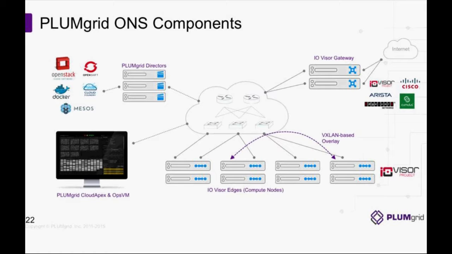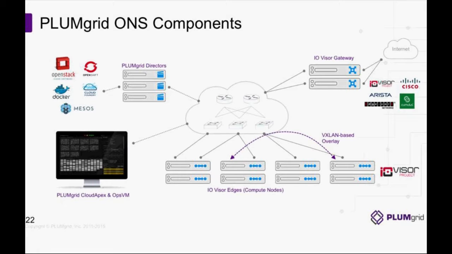So just a quick primer before we jump into the application. How does Plum Grid ONS work? It works in the same way that you're used to from OpenStack, with a couple of differences. First, we have a segmented control plane. These Plum Grid directors run on your existing OpenStack controllers, and they're control plane only. They're not necessary for the processing of traffic.